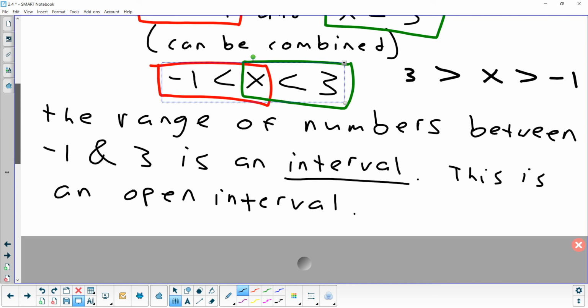And this is an example of what we call an open interval. An open interval means that you are not allowed to include the endpoints in the answer. So think about like an open circle. You put an open circle on -1 and an open circle on 3 and shade between. Open means do not include the -1 or the 3.